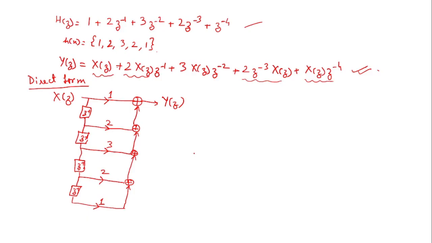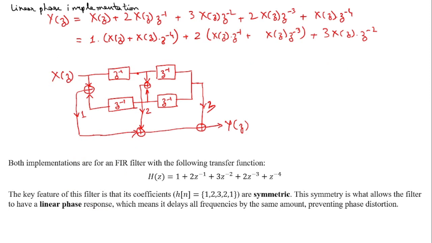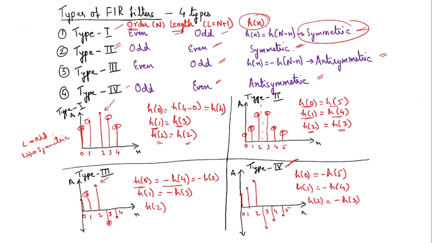So that we have already discussed. What I want to say to you is that this is the direct form of realization, right? There is another type of realization which we call linear phase implementation. What we have seen in our previous lecture, in the previous slide over here, h(n) is symmetric in nature, right? Now, what does this mean? Two coefficients like h0 and h4 are the same.